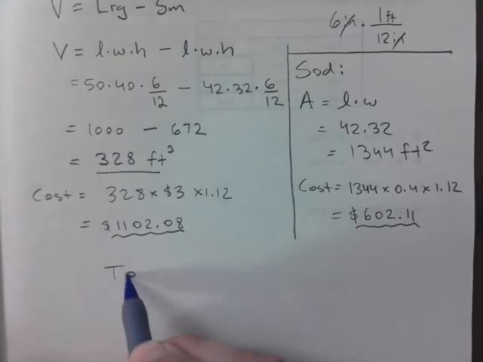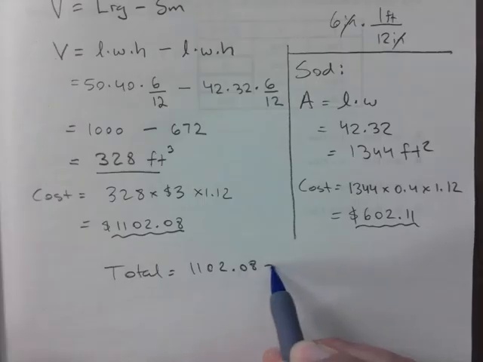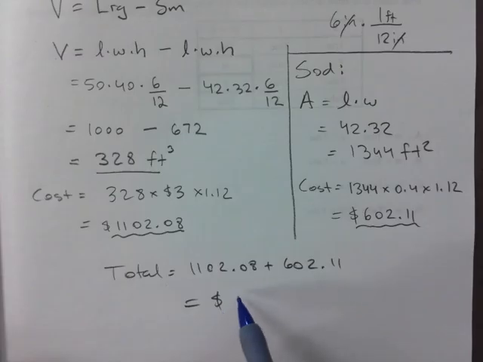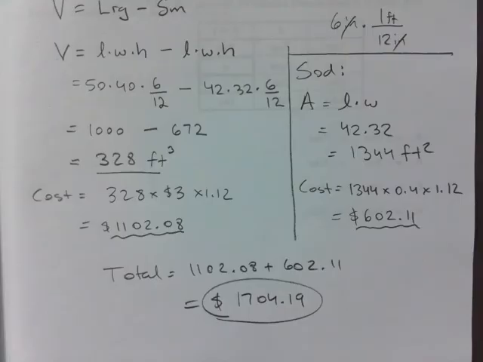And now is the total. Total is just 1102.08 plus 602.11. And that's 1704.19. Are we under our budget? We are. We have money left over. We can go to a nice warm Mexican vacation or something like that with the rest. Not really. No, that doesn't even get you there. Not even to the airport with the gas prices.